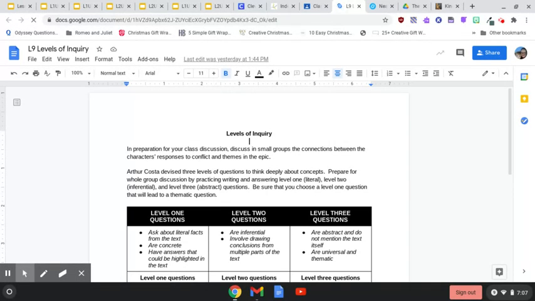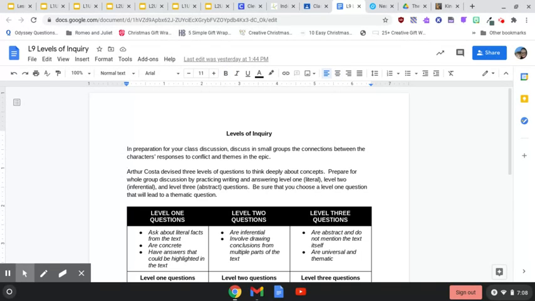A man named Arthur Costa devised 3 levels of questions to think deeply about concepts. You're going to prepare for the whole group discussion by practicing writing and answering Level 1, or literal questions, Level 2, inferential questions, and Level 3, or abstract questions. Be sure that you choose a Level 1 question that will lead to a thematic question.